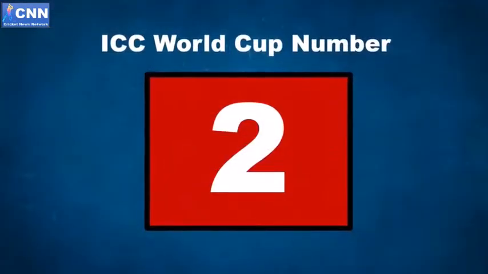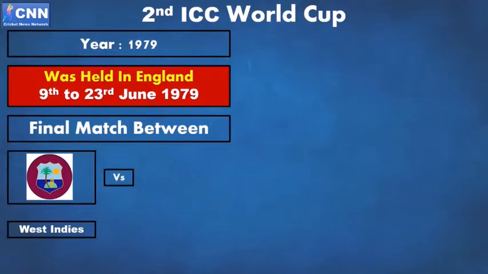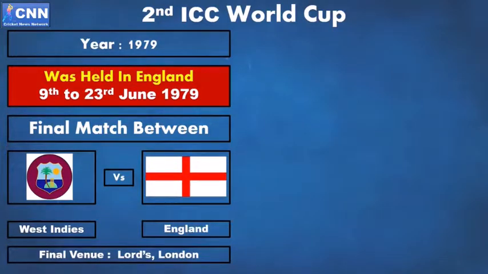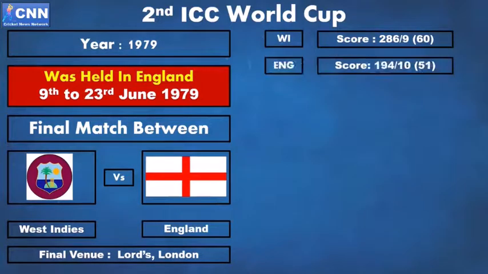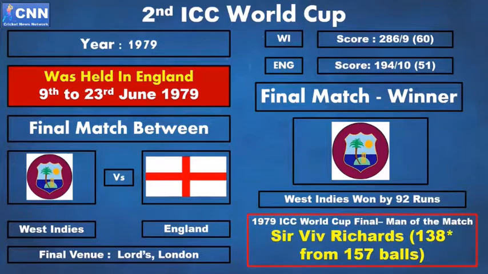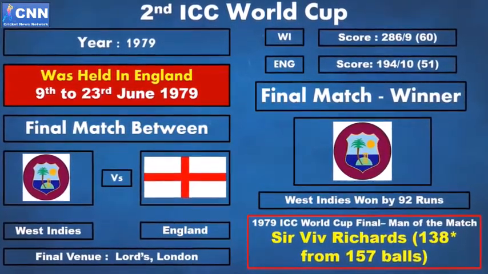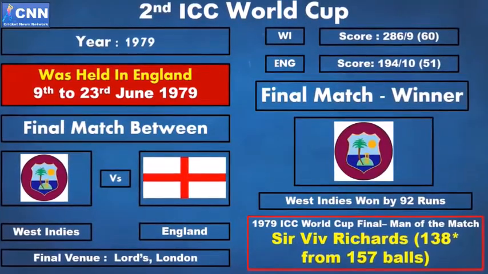ICC World Cup number 2. The 1979 Cricket World Cup was the second edition of the Cricket World Cup and was won by the West Indies, who had also won the inaugural tournament 4 years earlier. It was held in England from 9th to 23rd of June 1979. This tournament was held as 60 overs game.